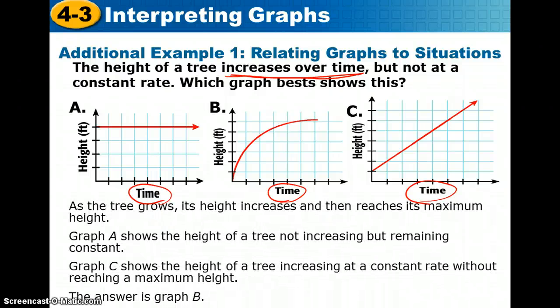Well, as the tree grows, its height increases and then reaches its maximum height. The tree doesn't keep growing forever. Graph A shows the height not increasing. It is always the same height in feet. Graph C shows the height increasing the same slope, up, up, up, up. If it's a straight line, that is a constant rate. So the answer has to be B because it's growing, growing, and now it's going to stay this height until someone chops it down or it dies.